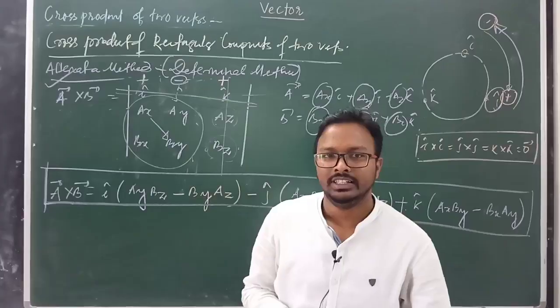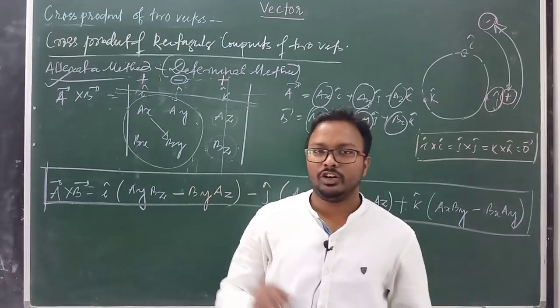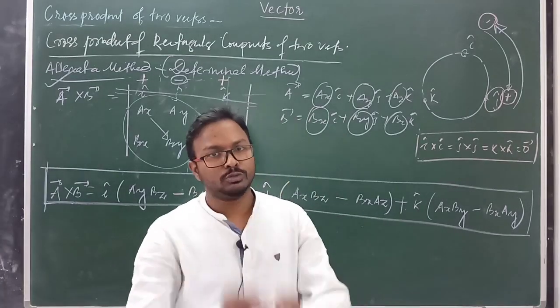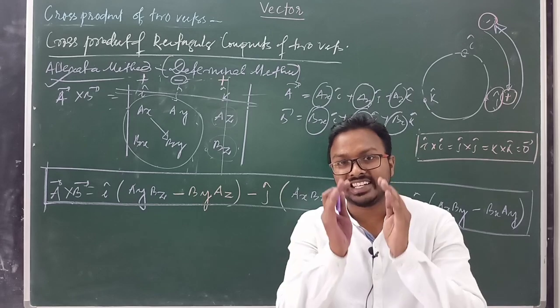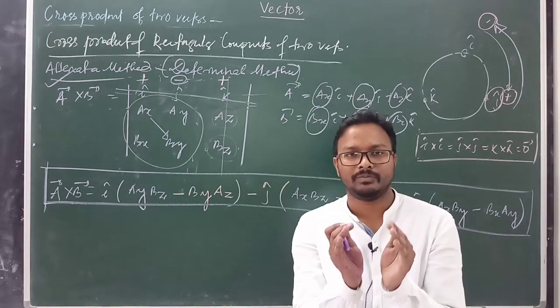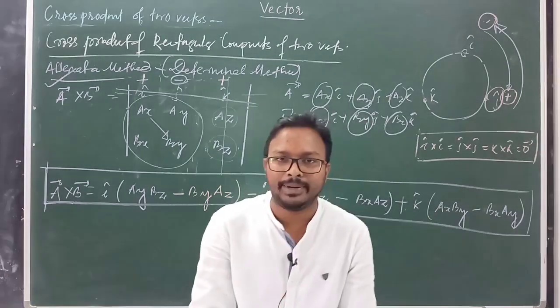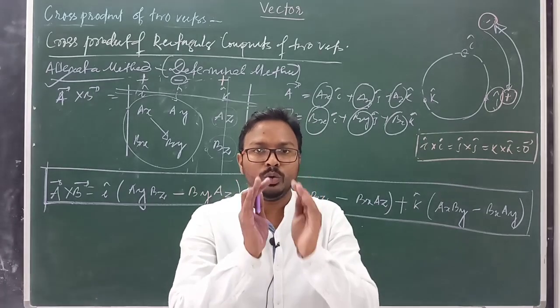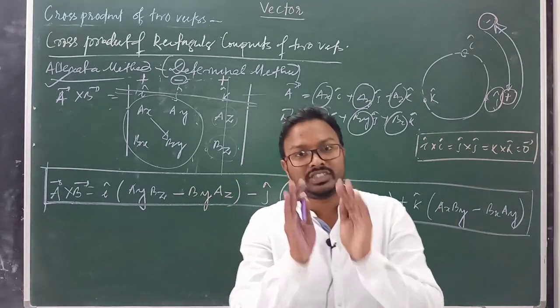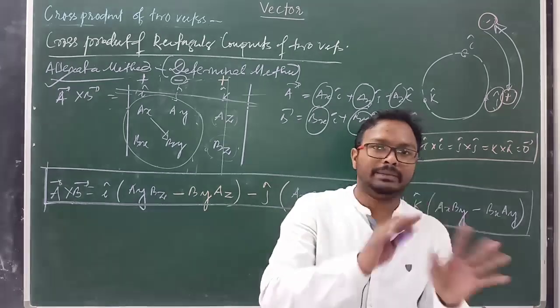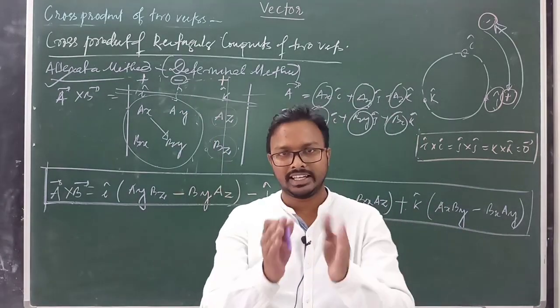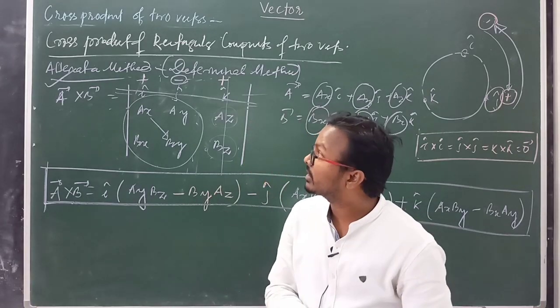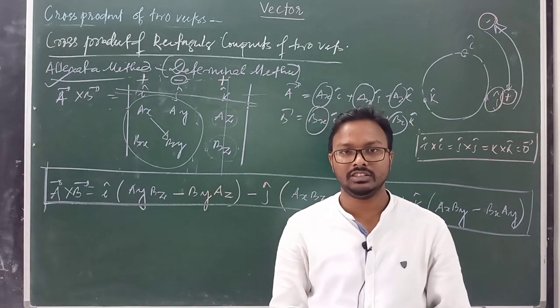Clear? So dear student, these are all about cross product of two vector. Very important thing is here, you have to always remember the direction of resultant vector, or you can say unit vector, always perpendicular to the plane containing A vector and B vector. Clear? So you have to remember all this concept which will help your calculation of numerical problem. Clear? Thank you all.